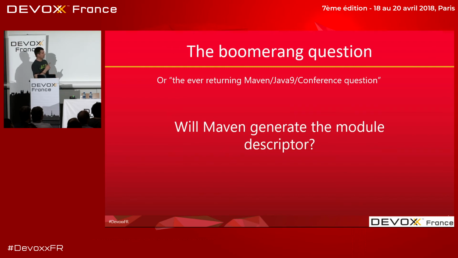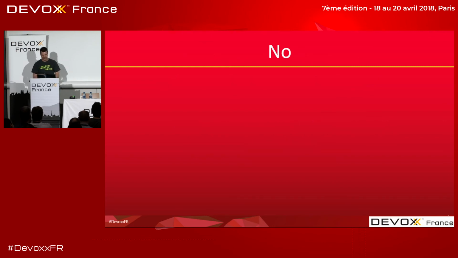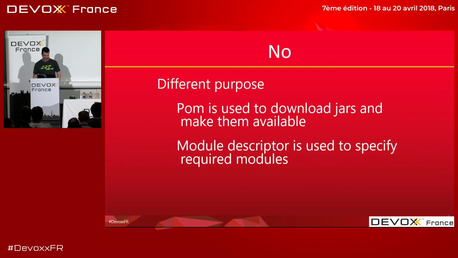This is one of the most asked questions every time I'm on a stage. Will Maven generate the module descriptor? Because you have the POM file with all the dependencies in it, right? And that's exactly the same as requires, right? Well, again, no. Sorry. One of the reasons is they have completely different purposes. In the dependencies, you specify actually a coordinate to a specific file, whereas the requirements are about the availability of that jar file. So it's really two different things.